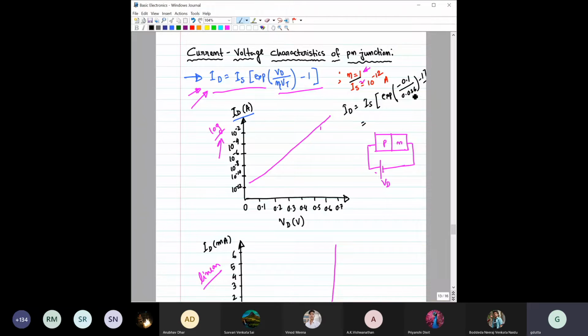Could you please check this value? Exponential of minus 1 by 0.026. Please check it quickly. It is minus 1. Minus 1, which one is minus 1? The total thing is minus 1, you are saying, or only the exponential part? The exponential part becomes minus 1. Are you sure? The exponential part is approximately 0.